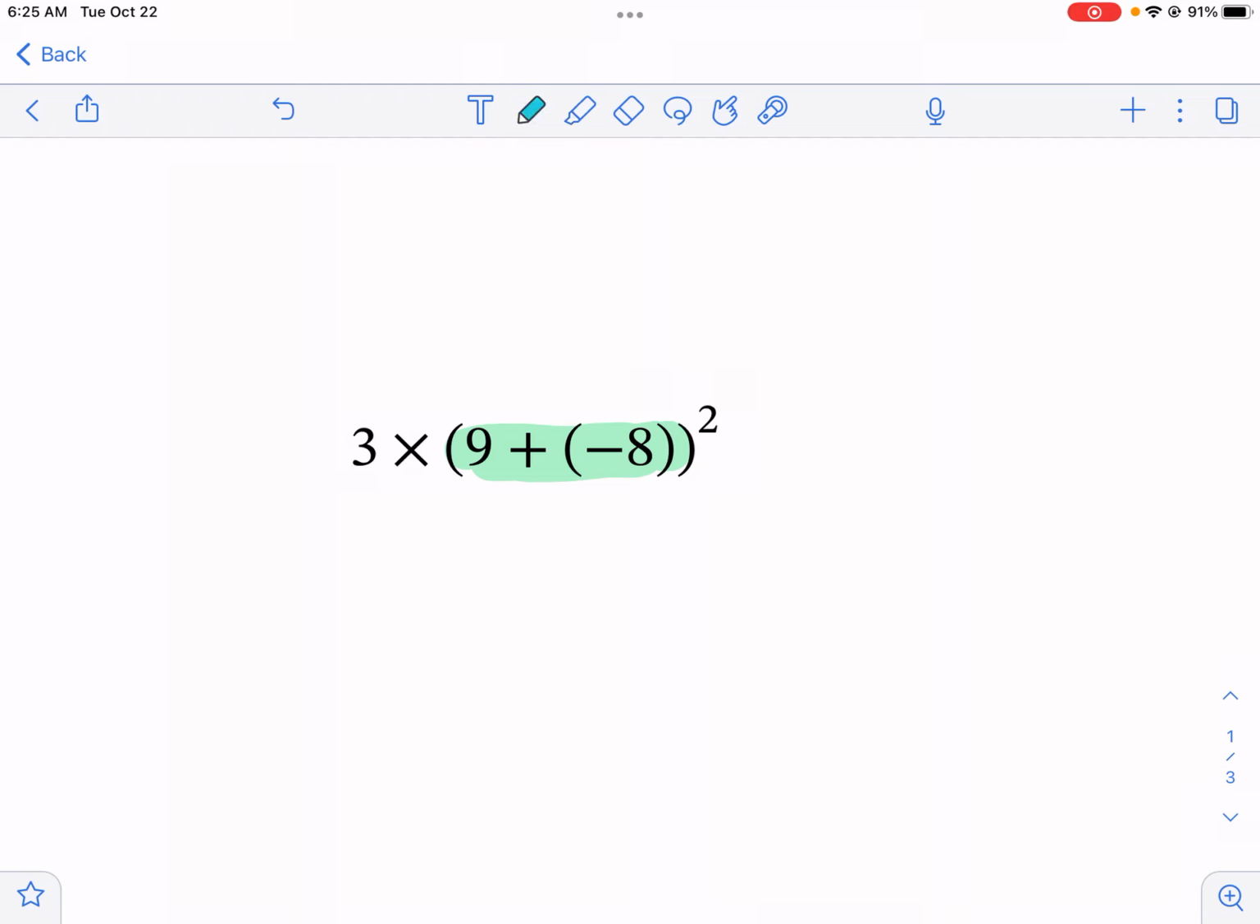Now, there's a lot of components to this, so if you need a refresher, check back on integer operations, addition and subtraction of positive and negative numbers. But we have a 9 plus a -8. That's essentially the same thing as 9 minus 8. 9 plus a -8 is the same thing as 9 minus 8. So we're just going to get a 1 in there.